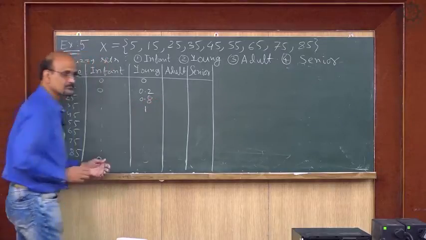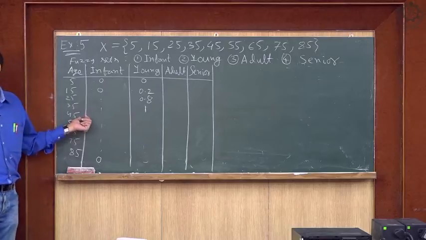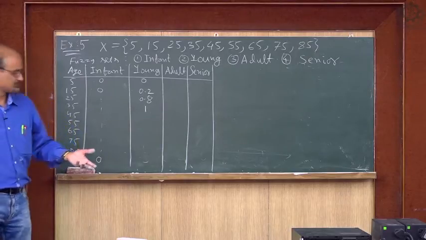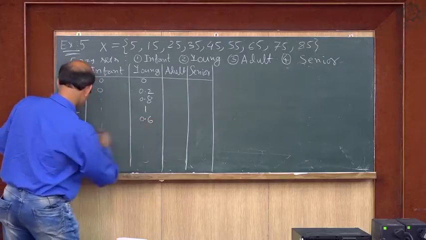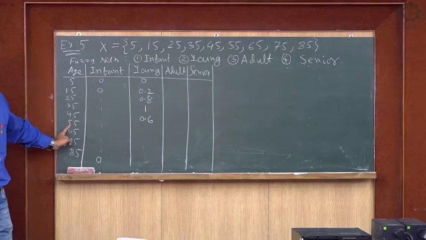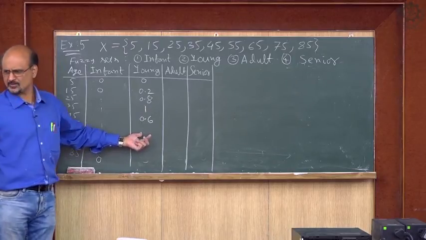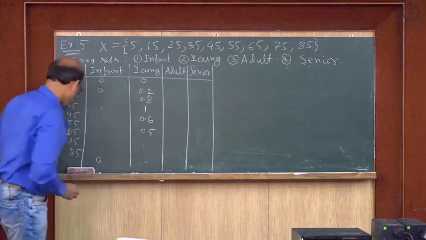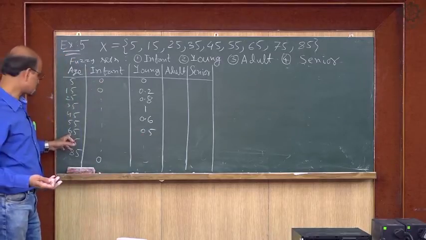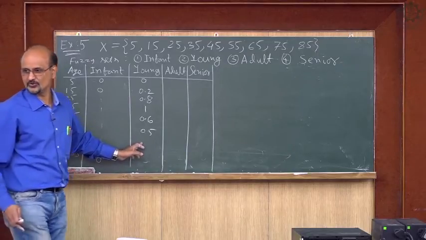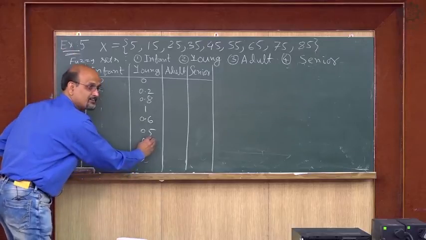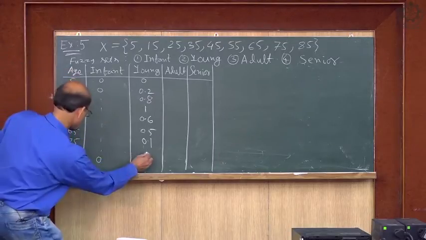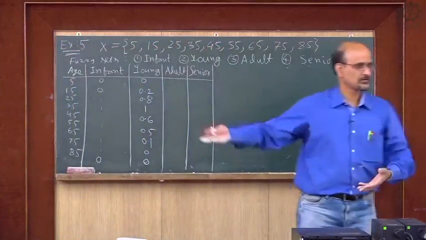So 25 is 0.8 and 35 is 1. 45 you also think is young, but less than 35. If they both run, 35 will win, so maybe 0.6. For 55, I am not so old, I can run with anyone, so let us put 0.5. And 65, after retirement, should be 0.1 or 0.2, otherwise all the knees will go, so let us put 0.1. But 75 and 85 should be 0. So you are understanding how we give the membership values to the fuzzy set young.